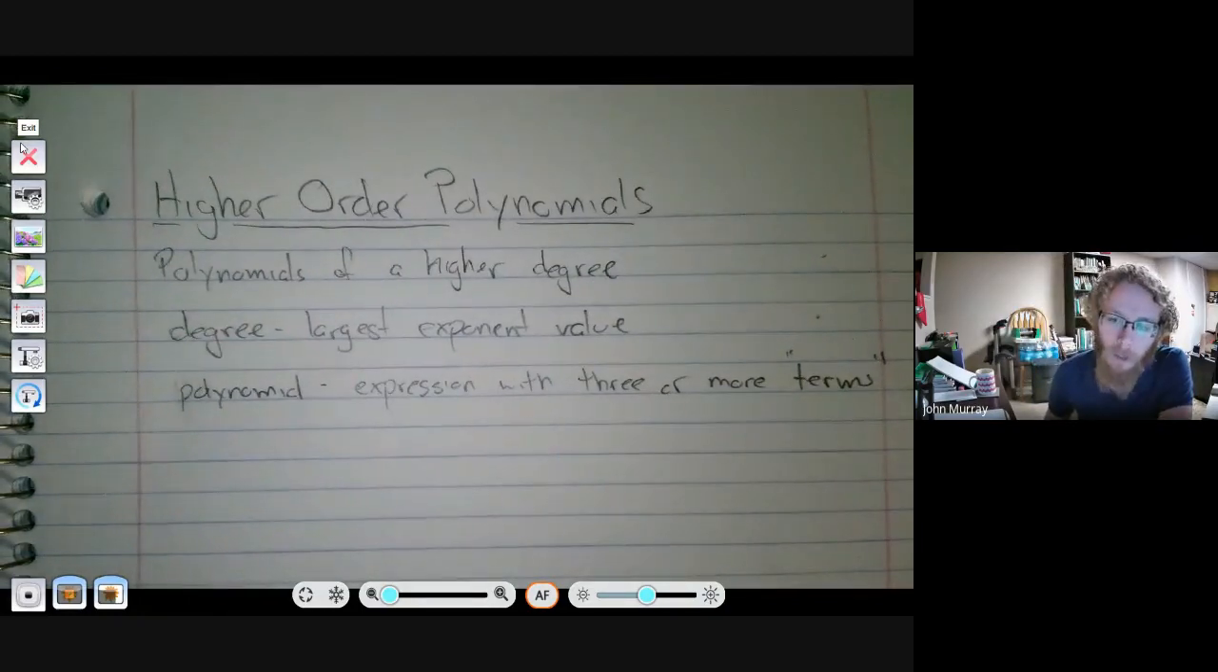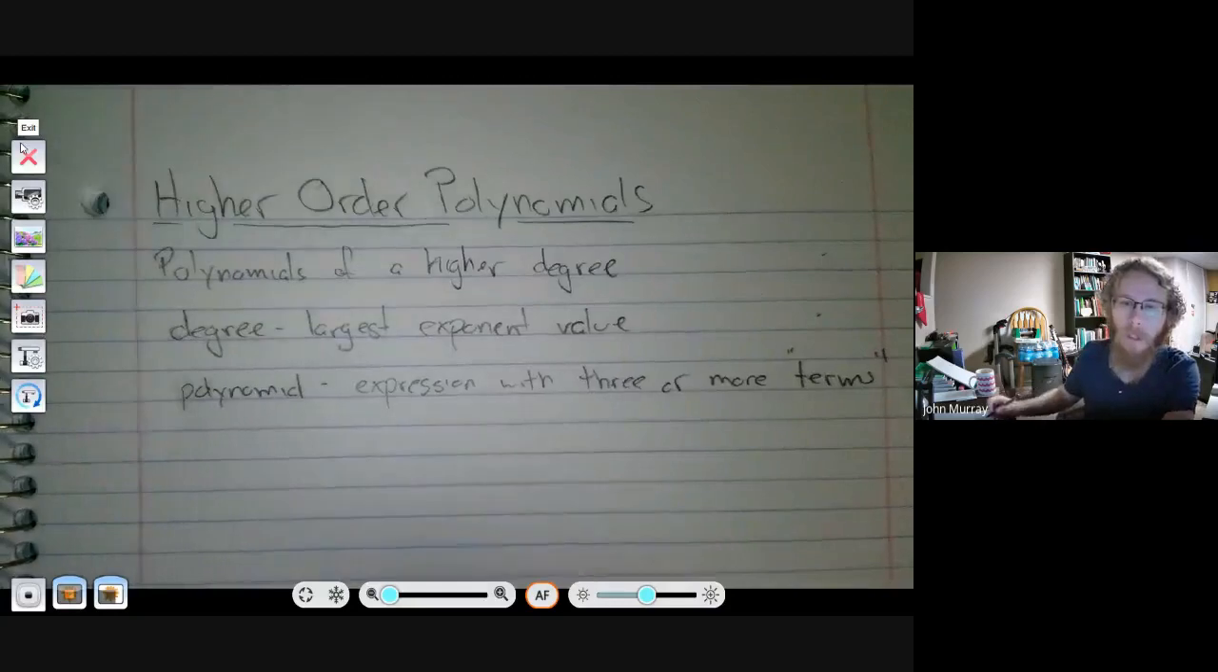A polynomial is an expression with 3 or more terms. I'm not sure, that's probably some Algebra 1 stuff. You had monomial, which would just be like x squared. You have binomials, which are linear equations, ax plus b, things like that. And then after that, we just call them all polynomials.